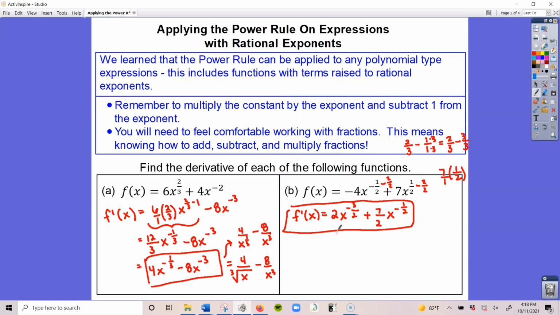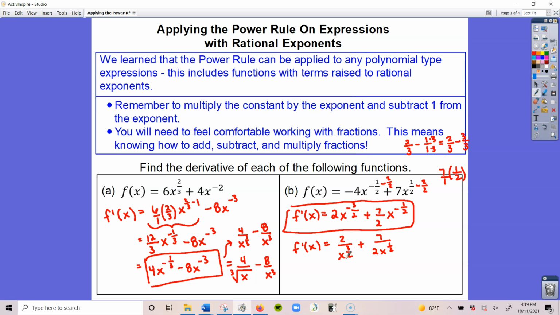Now, depending on how you want to write your final answer, we can rewrite this using positive exponents. So this would be the same thing as saying 2 over x to the 3 over 2 plus 7 over 2x to the 1/2. Notice that I brought this x to the negative 1/2 down to the denominator, and since I already had a 2 in the denominator, I just attached it to the 2. So this is another acceptable answer.